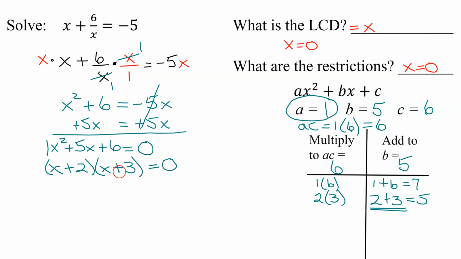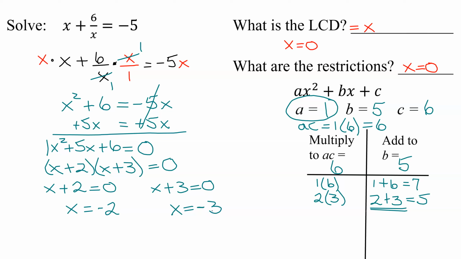So two numbers multiplied together equals 0. Set each of them equal to 0. So I have x plus 2 equals 0 and x plus 3 equals 0. The first one, x plus 2 equals 0. Subtract 2 from both sides, x equals -2. Next one, x plus 3 equals 0. Subtract 3 from both sides, x equals -3.